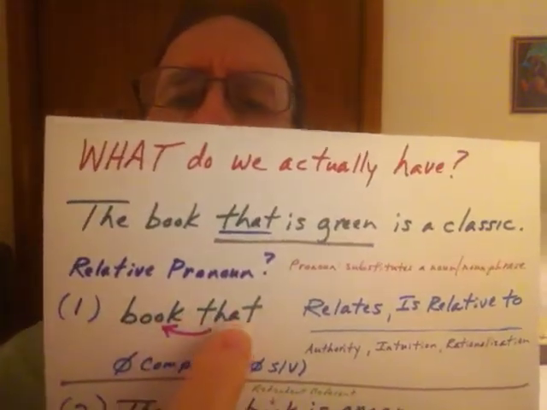Book that. Now we can know from authority. Somebody told us it's a relative pronoun. Somebody taught you that's a relative pronoun. Doggone it, don't you think otherwise? Or we can know from intuition. We can say, hey, I know what that is. Or we can know from rationalization. We can work it out, think it through, use logic and reasoning, and we can get it.